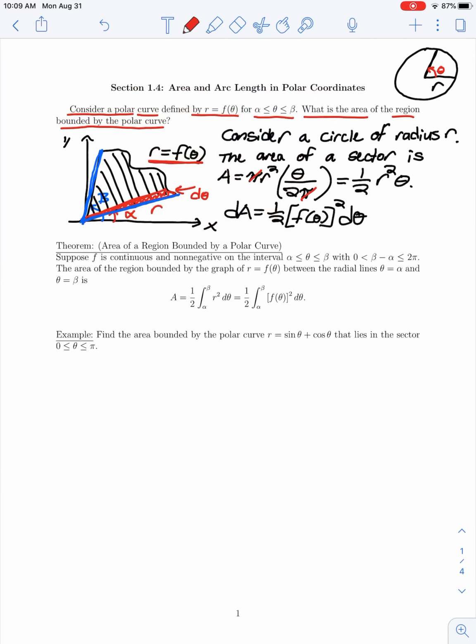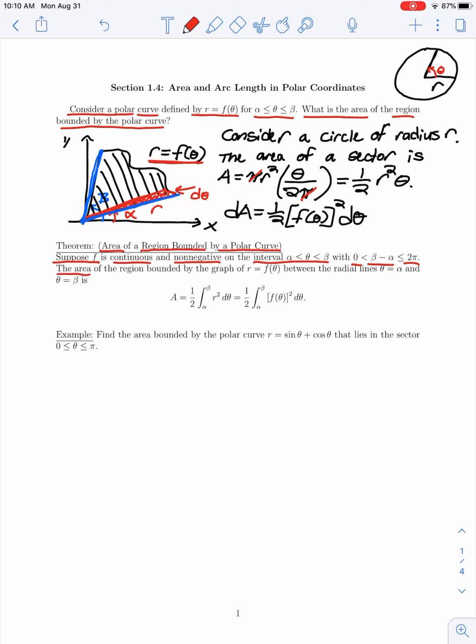So that brings us to the following theorem for the area of a region bounded by a polar curve. So what we have here is the following. Let's suppose that f is a continuous function which is non-negative on the interval from theta equals alpha to beta, where the difference, beta minus alpha, lies between 0 and 2 pi. So that restriction here means that my polar curve is not overlapping on itself by making multiple rotations.